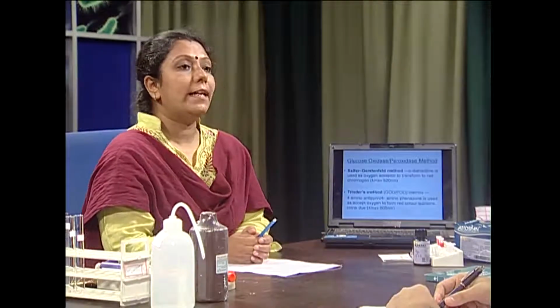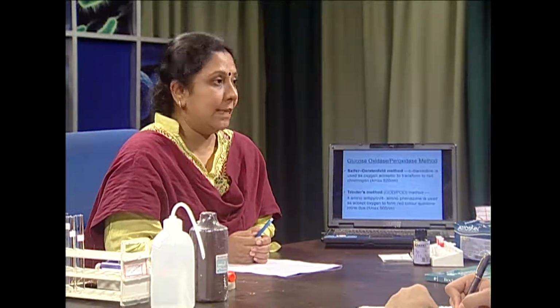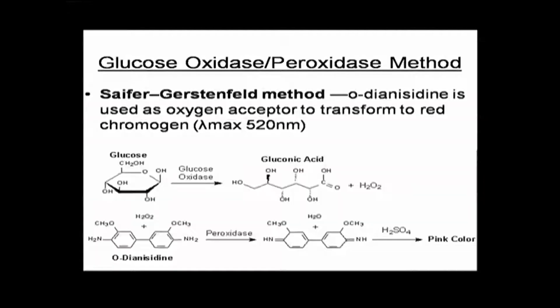According to the names of the inventor scientists, there are two types of glucose oxidase peroxidase method. The first one is the Seyfert-Gerstenfeld method, where there is a pre-chromogenic substrate. You know what a pre-chromogenic substrate is? It accepts molecular oxygen and gives a chromogenic product that is ultimately measured. Here the pre-chromogenic substrate is orthodianisidine and the final product is red in coloration, which can be measured at around 520 nanometer.